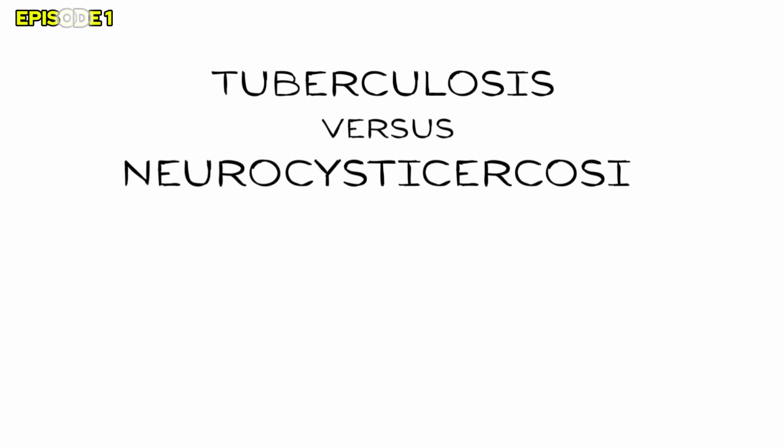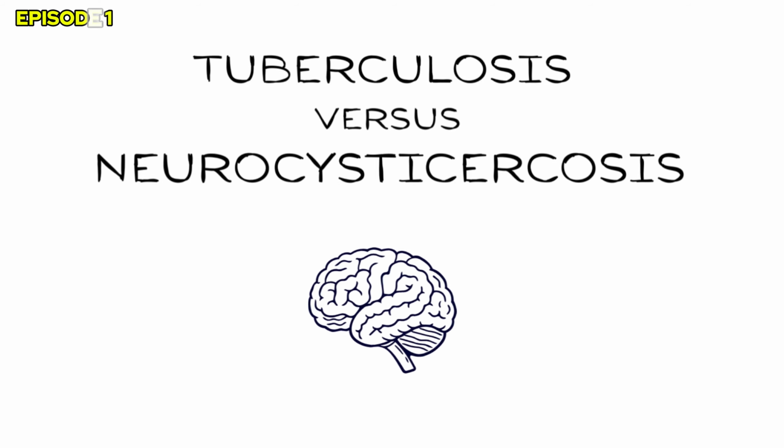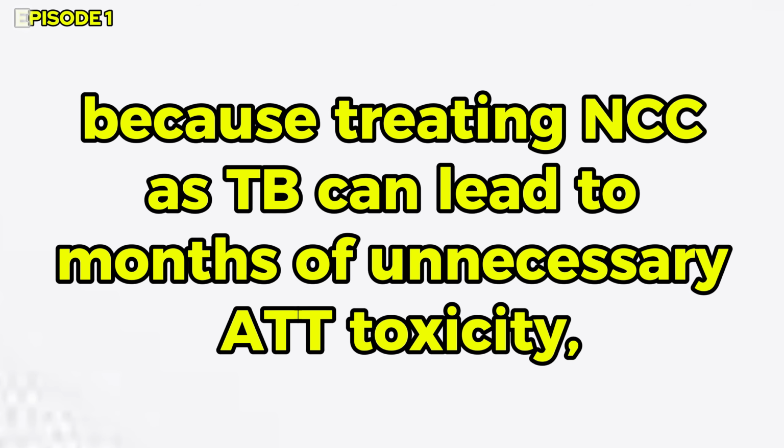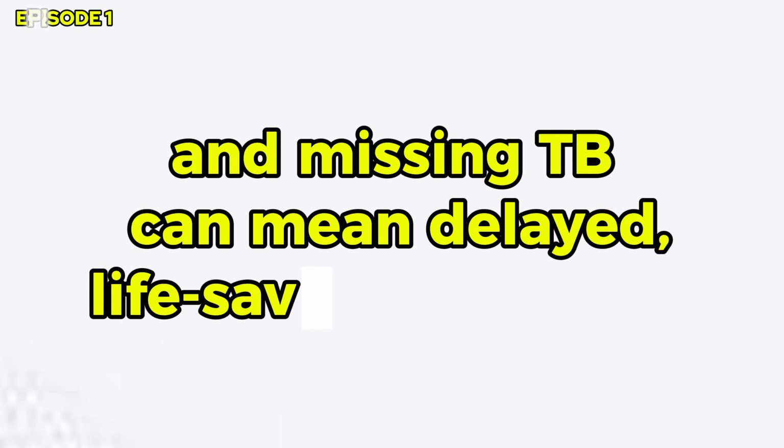For my first episode, I have chosen the most classical neurological dilemma, tuberculosis versus neurocysticercosis. Why this dilemma? Because both are endemic in this country, both present with seizures, similar presentation, both can show ring-enhancing lesions on MRI, and both have very different treatment. So our decision and diagnosis matters, because if we unnecessarily treat or give ATT in NCC, it can lead to months of ATT toxicity. And if we delay life-saving ATT in tuberculosis, that can be life-threatening.